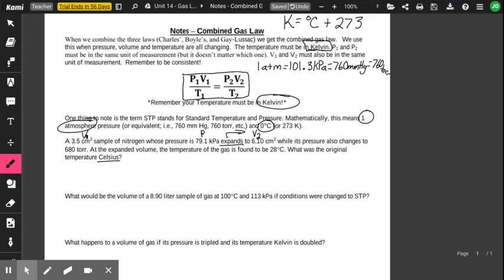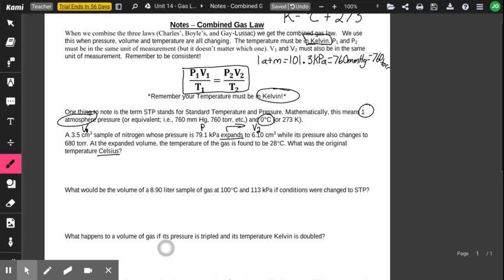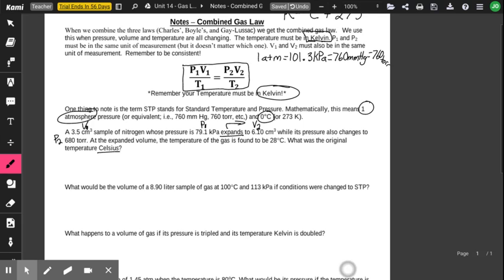So now let's look at our other numbers. Again, here's my pressure, but it expanded. And then it says, while its pressure also changes to 680 torr. Again, this is a pressure, but it says it changed to. So that tells me this is my pressure 2, and that would make this my pressure 1. It says at the expanded volume, the temperature of the gas is found to be 28 degrees Celsius. Here's our temperature, and that's at the expanded volume, so that's my temperature 2.